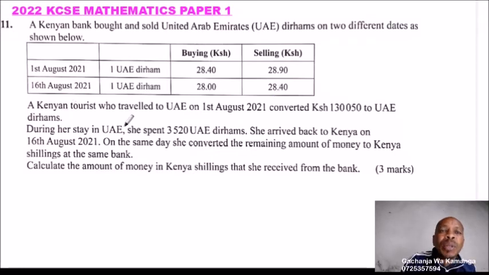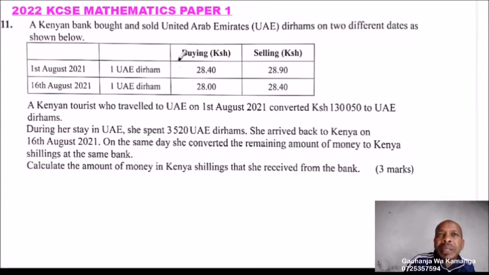A Kenyan tourist who traveled to UAE on 1st August converted 130,050 shillings to UAE dirhams. During her stay in UAE, she spent 3,520 UAE dirhams. She arrived back in Kenya on 16th August 2021. On the same day, she converted the remaining amount of money to Kenyan shillings in the same bank. Calculate the amount of money in Kenyan shillings that she received from the bank, and you get 3 marks.